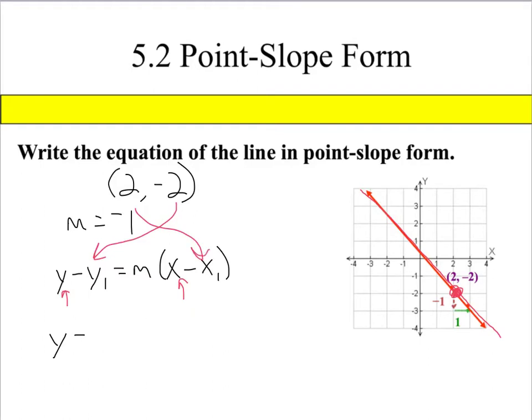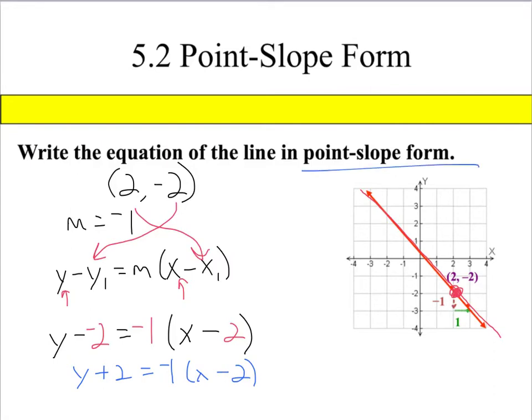So -2 is equal to our slope times x minus 2, and I'm done. Again, I can simplify here for a final answer of y plus 2 is equal to -1 times x minus 2. Okay, I don't need to simplify anything else other than keep it in point slope form, and that's what that is, keeping that in point slope form.